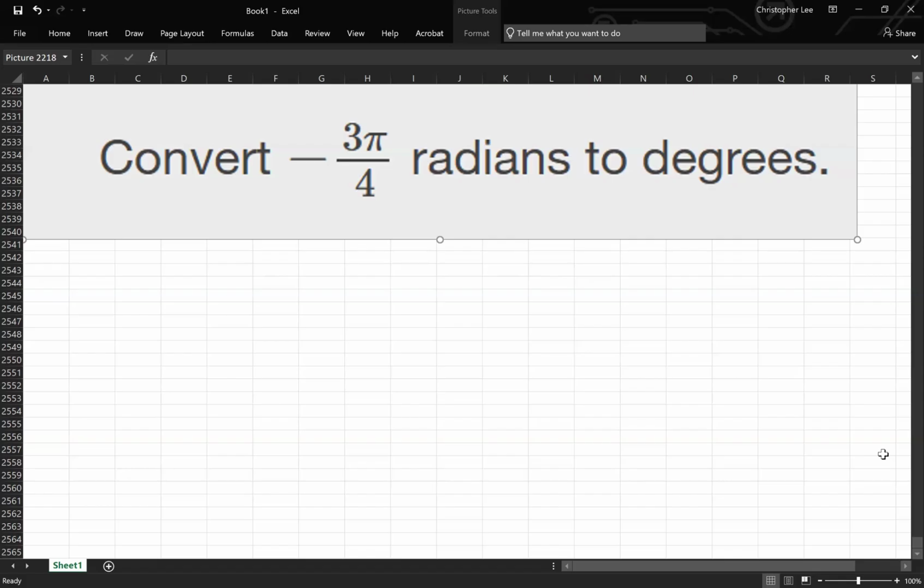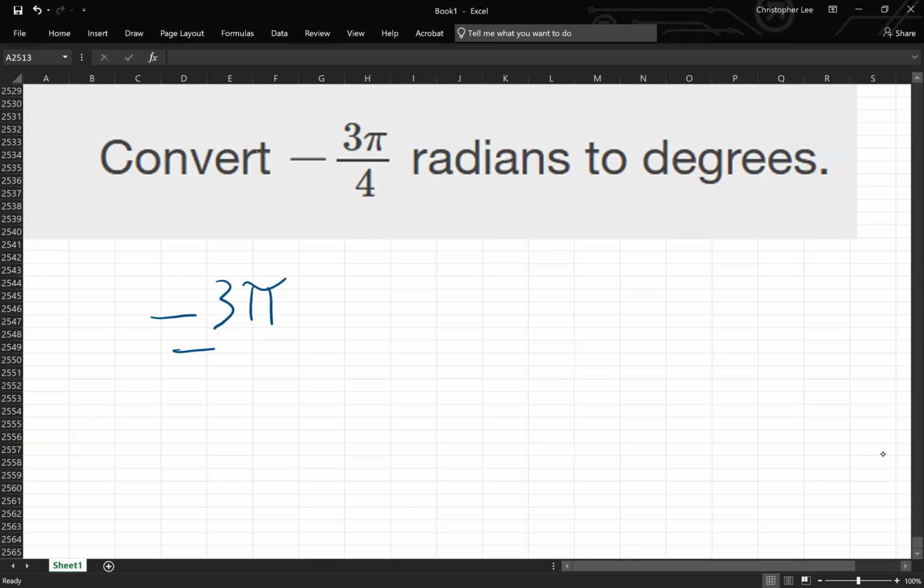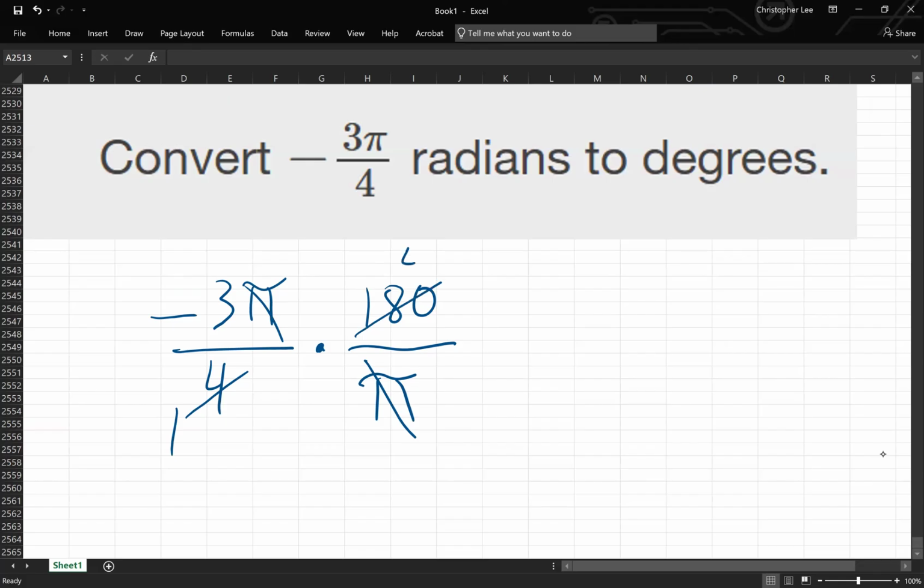So I want to convert from radians to degrees. I have -3 pi over 4. So I'm going to multiply this by what? 180 over pi. Very good. The pi's cancel. 4 goes into 4 once. 4 goes into 180. What's that? 45 times? And then 45 times -3. What is that?